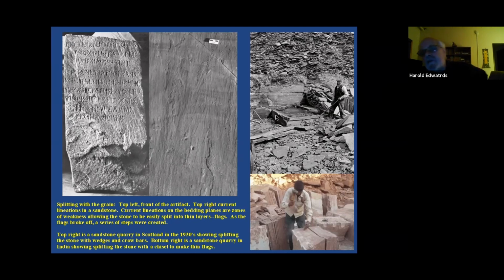The illustration at the upper right is in a Scottish quarry in the 1930s, and it shows a workman breaking up a sandstone into slabs, and he's using a wedge, and then he's using a crowbar to peel apart this flat slab. The bottom photograph is a man in India doing the same thing, but he's just using a simple chisel, and he's hammering it, and he's working it back and forth to break off these thin flags of sandstone.